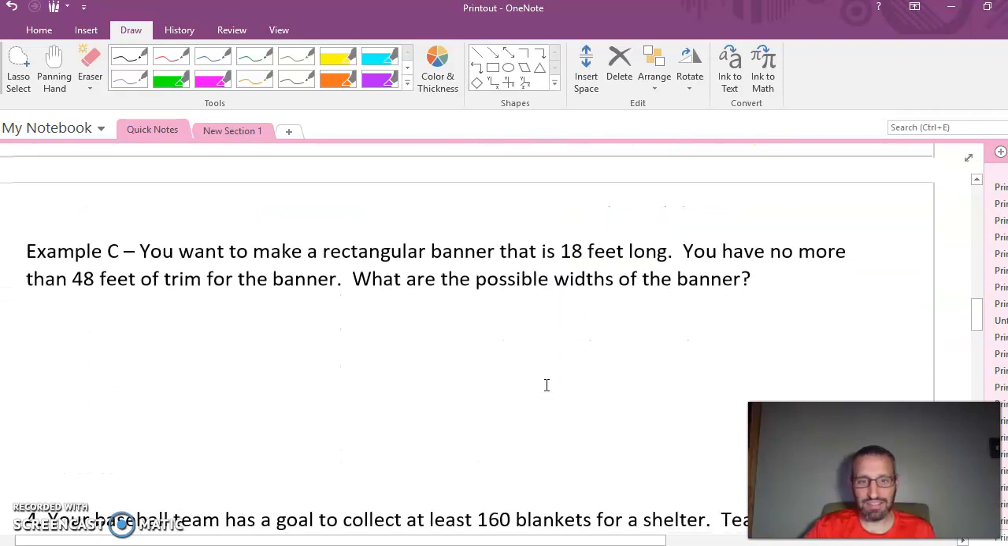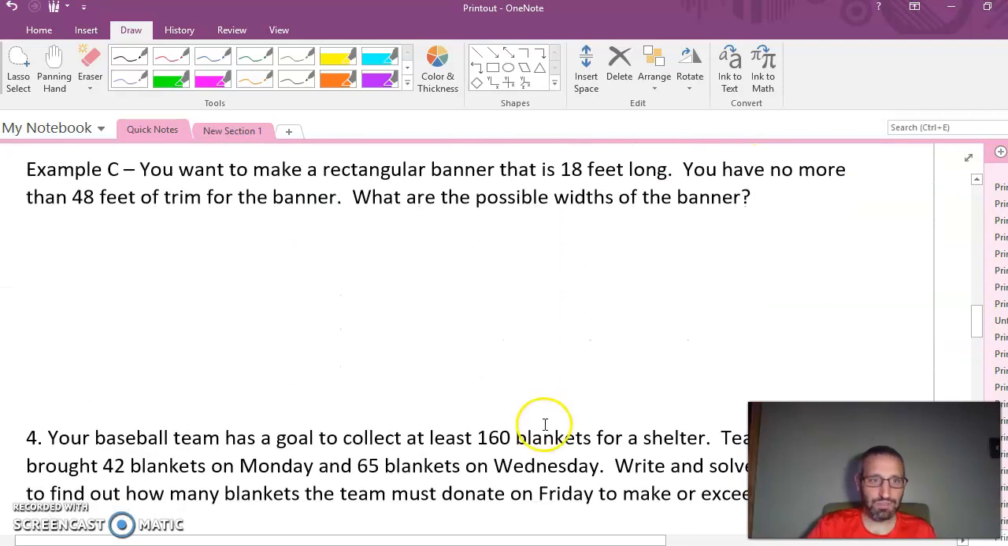All right, let's try this example C here. We'll see if we have enough time for this one. You might have to finish this one. Let's read it and see if we can't blast through it. You want to make a rectangular banner that is 18 feet long. Okay, sounds like a picture I'm going to draw, right? You have no more than 48 feet of trim for the banner. What are the possible widths of the banner?